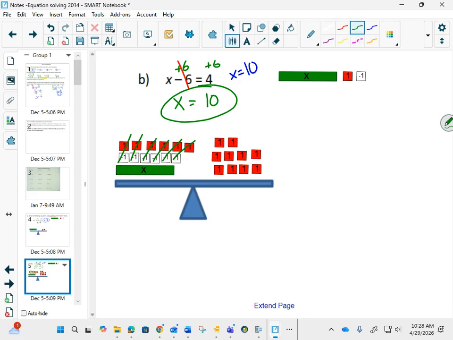You always have to, if you want to get rid of something, do the opposite. So if it's minus 6, the opposite is plus 6. Because then it gets rid of it on the side. If you have plus 4, what do you have to do to get rid of it? You have to subtract 4. Okay, so we are always doing the opposite.